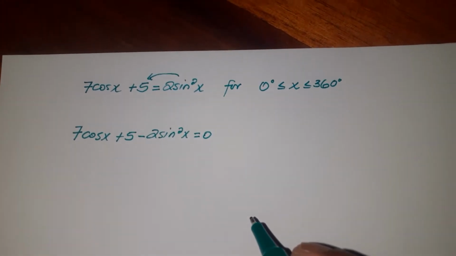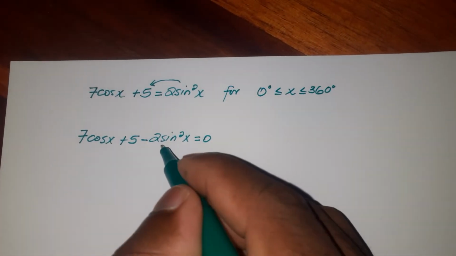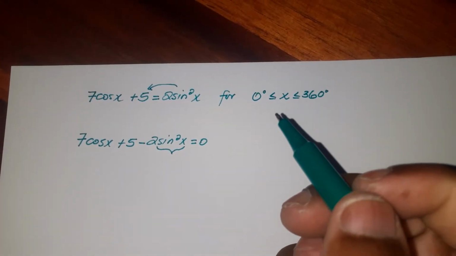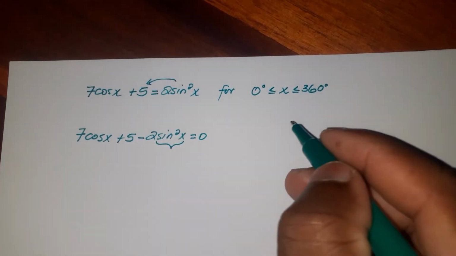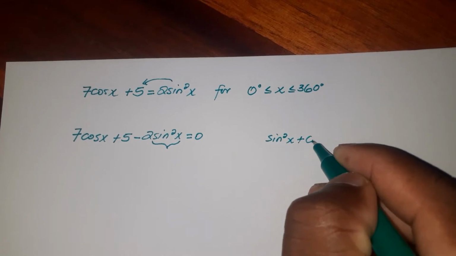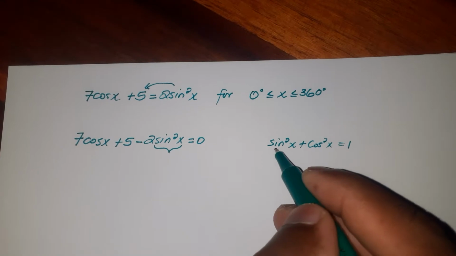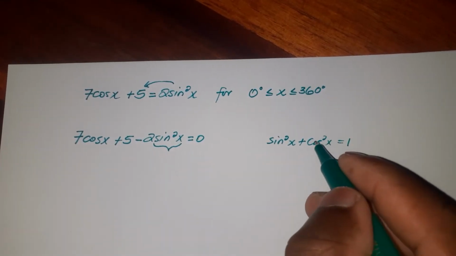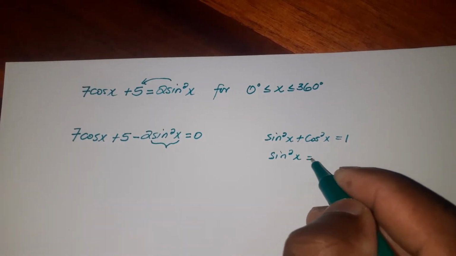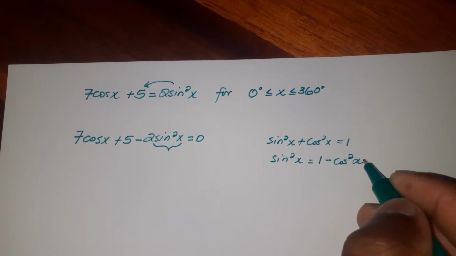Now from here, what we now need to do is that we have to rewrite this function in terms of cosine. Now we know the trig identity. So what we have is sine square x. So we can move this term to the other side. Then we are going to have sine square x is equal to 1 minus cosine square x.